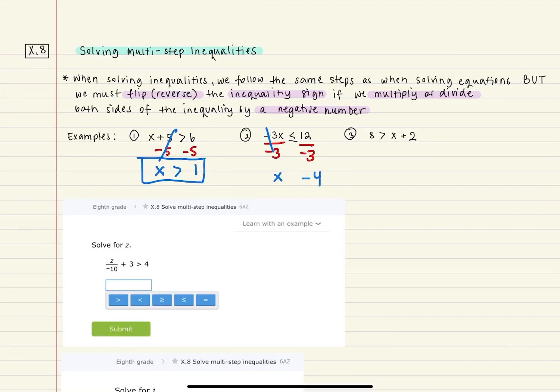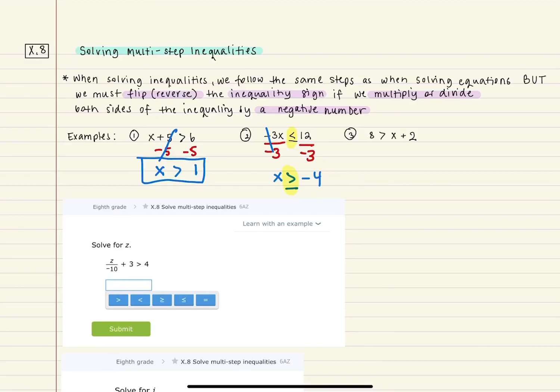But because we divided by a negative number, we have to flip the inequality sign. So instead of less than or equal to, we are going to use greater than or equal to. So notice this sign has flipped. We reverse the sign because we divided by a negative number.